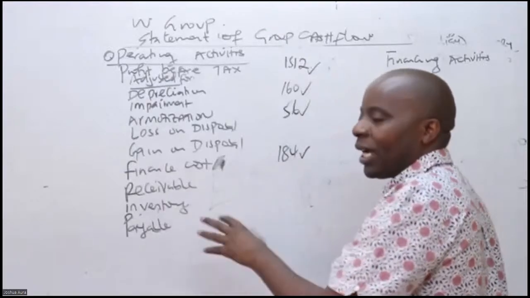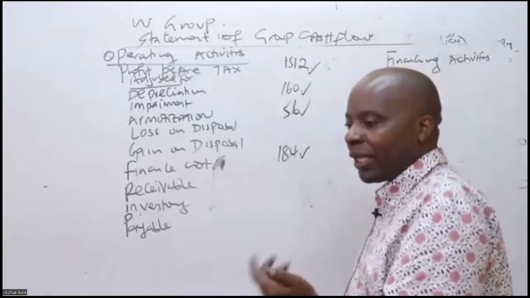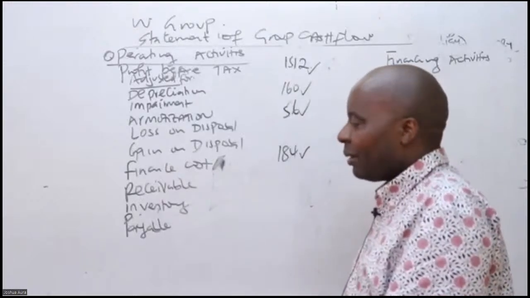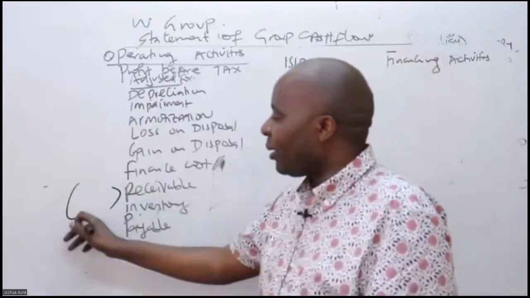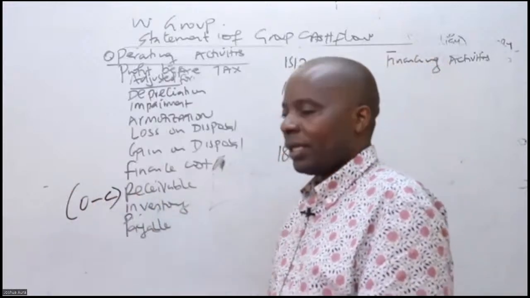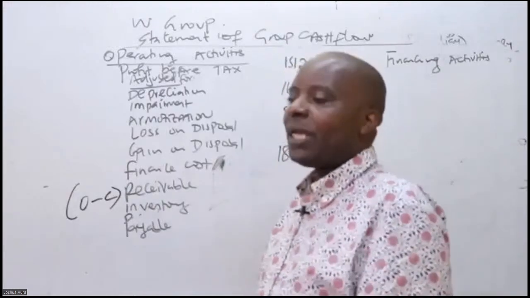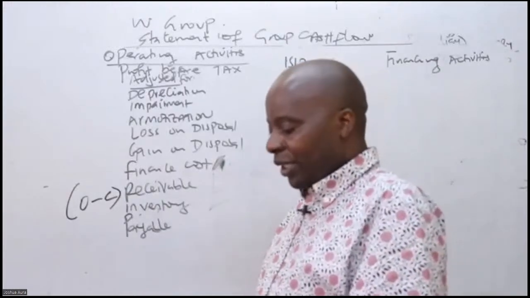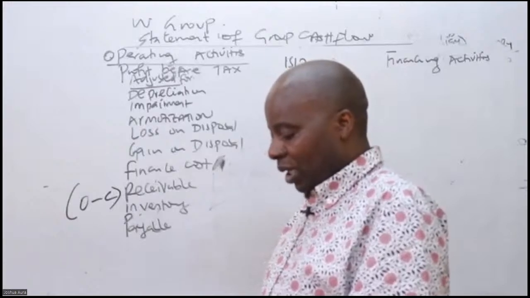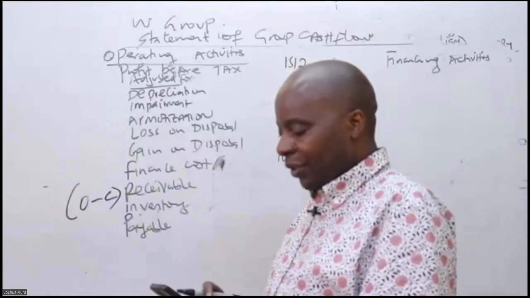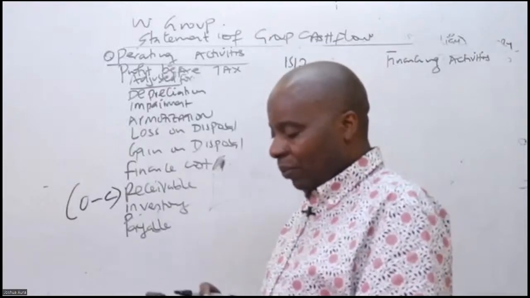Like receivable. How do I get receivable? These are working capital changes. Opening minus closing. Remember, for receivable, we normally talk of opening minus closing. So please go to your receivables, look for opening receivables. Is there anybody who is able to see the opening receivable?